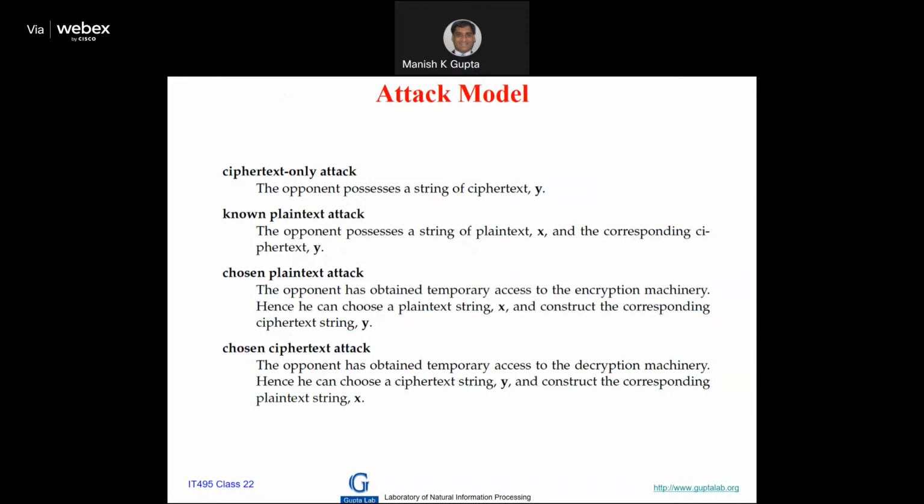Chosen plain text attack: the opponent has obtained temporary access to the encryption machinery. Hence, he can choose a plain text string X and construct the corresponding ciphertext string Y. That is the chosen plain text attack. In the chosen ciphertext attack, the opponent has obtained temporary access to the decryption machinery. Hence, he can choose a ciphertext string Y and then construct the corresponding plain text string X. So all these four kinds of attacks are there, right? Now, depending upon the biological system, you will see how beautifully people have used different kinds of techniques in biology, especially when you mix cryptography with biology.